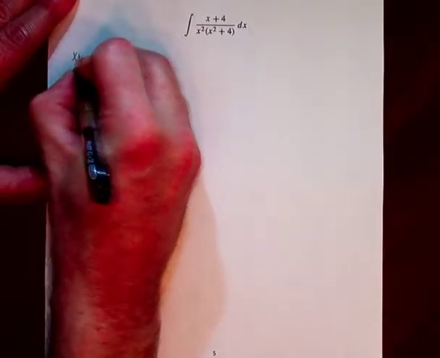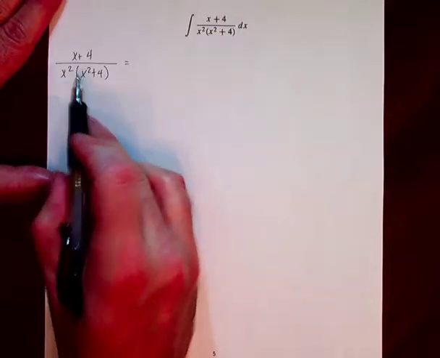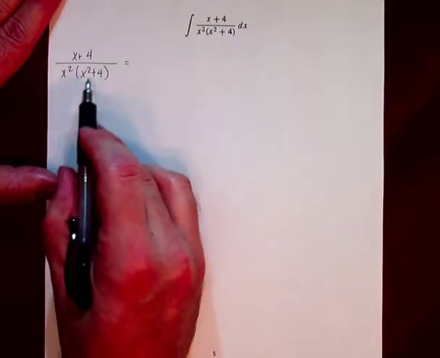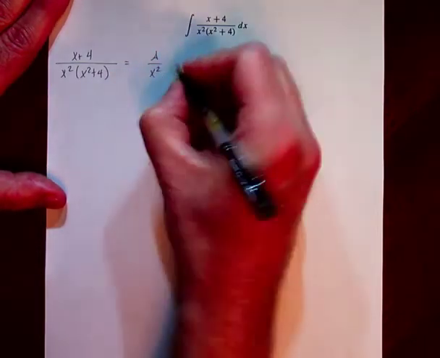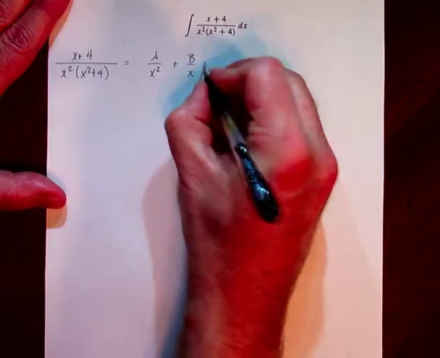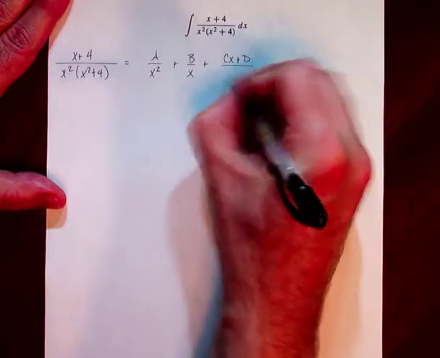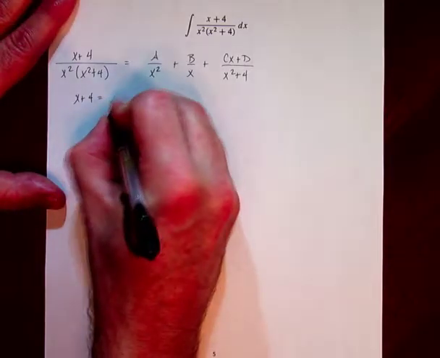Now, this one, repeated linear and an irreducible quadratic, and so we have x plus 4, x squared plus 4, and of course we're going to wind up, it might be natural log, it might be arctan, but either way, I've just seen an arctan problem with that denominator, so I should be able to do it pretty easily. This winds up being a over x squared plus b over x. Remember, that's how we treat repeated factors in that denominator. And cx plus d over that irreducible quadratic. Let's go ahead and multiply both sides through by those denominators.